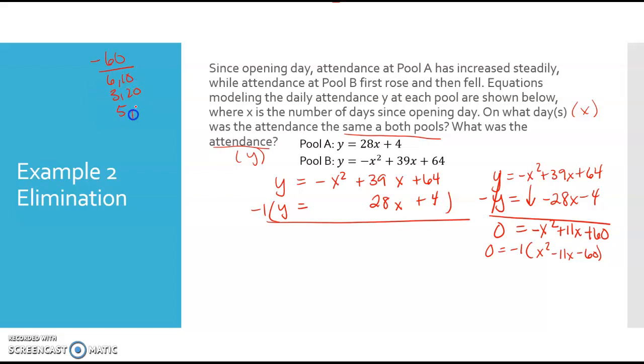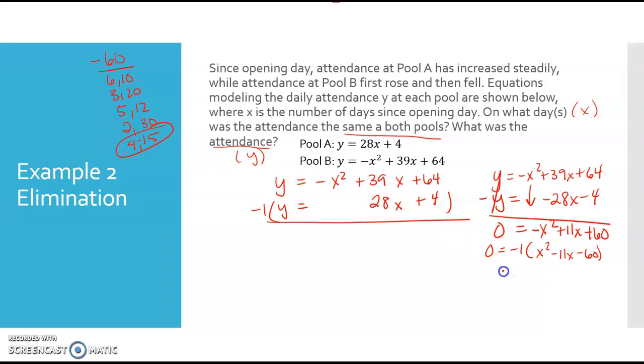We could do 5 and 12, but 12 minus 5 doesn't give me 11. So I'm going to continue. I've got 2 and 30, still too big. 4 and 15 gets me to 60, and 15 minus 4 gives me 11. So to get a -11, that means I need a -15. So there's my two factors.